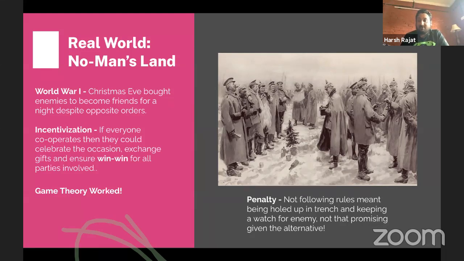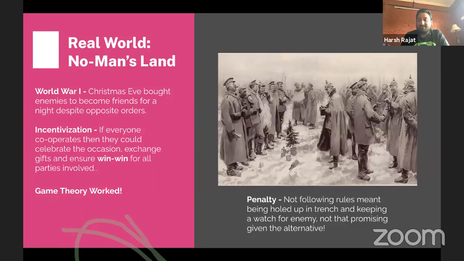The penalizing of the bad actors in this case was an alternate scenario wherein they had to be in their bunker, they had to keep a watch on the enemy, and of course not celebrate their festival. Not a very good alternative. And of course, there was a win-win scenario for both of the players, wherein each one of them was able to live at least one stress-less day at that point of time.